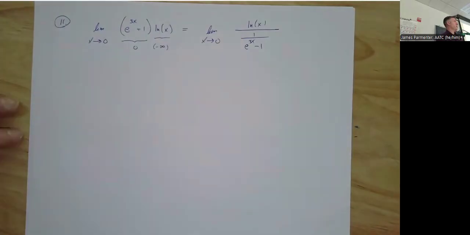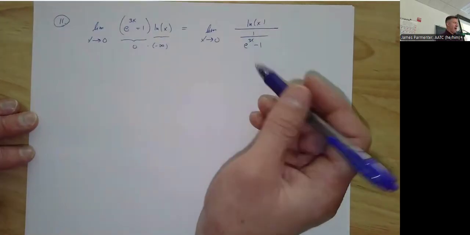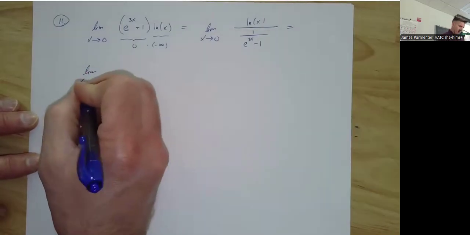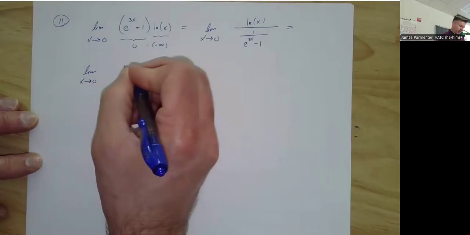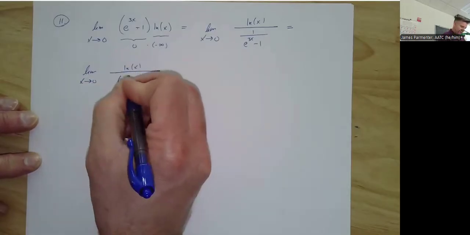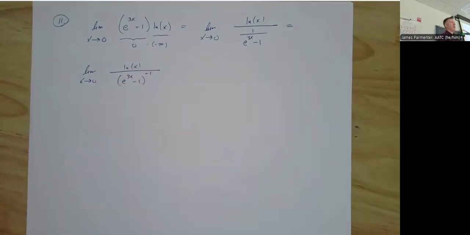You have a choice. Your choice is to either just use the quotient rule when you take the derivative of the bottom part. I think it's probably a better idea to write it as the limit as x goes to 0 of natural log of x over (e to the 3x minus 1) to the negative 1 power. I think I'd rather use the chain rule than the quotient rule, but it's really a matter of preference. If you like the quotient rule better here, use the quotient rule for the bottom part. It's really up to you.